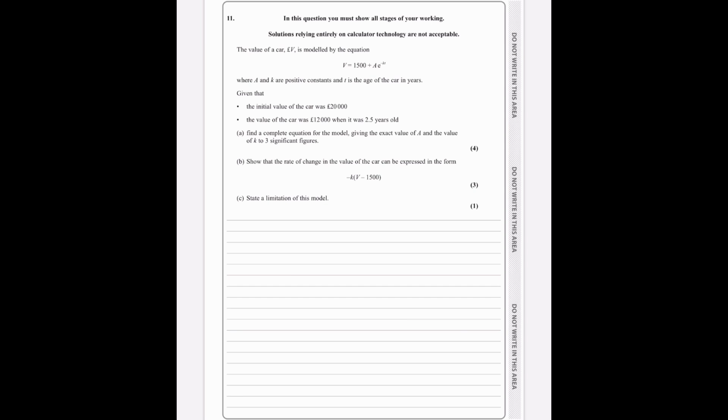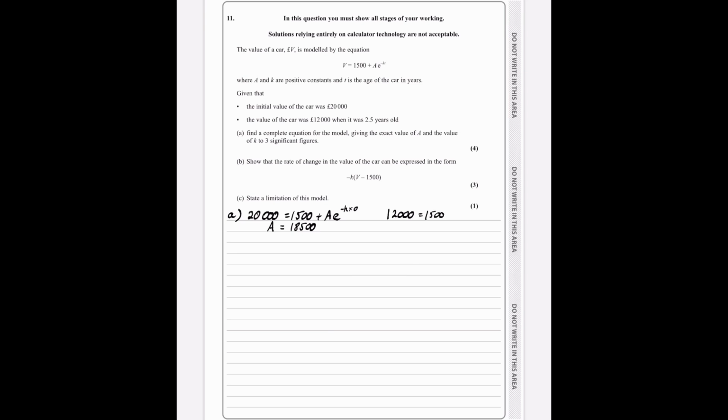Okay, question number 11. This is constructing a model for the value of a car. It tells us the initial value is 20 grand, so we're going to substitute that in. t is going to be 0. That means that e to the power of minus kt is going to become e to the power of 0. e to the power of 0 is 1. And so we can subtract 1,500 from both sides of that, and a times 1 is just a, so a is going to be 18,500.